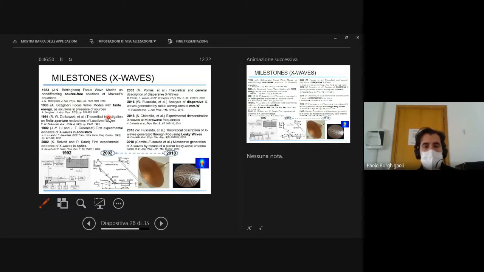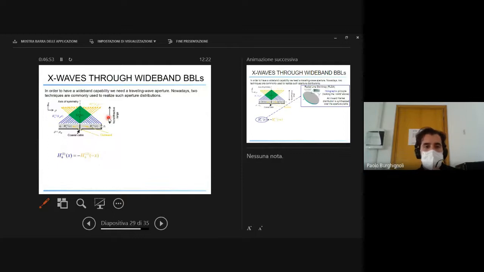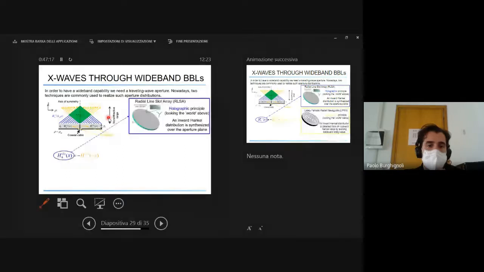And here I just want to show techniques to generate X waves because, as you can imagine, you can no longer use a resonant aperture, because you need to have a considerable fractional bandwidth to have an efficient pulse. So you can only resort to apertures that are wideband. You have two ways to generate such apertures.